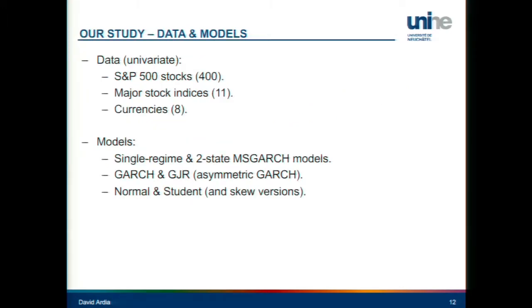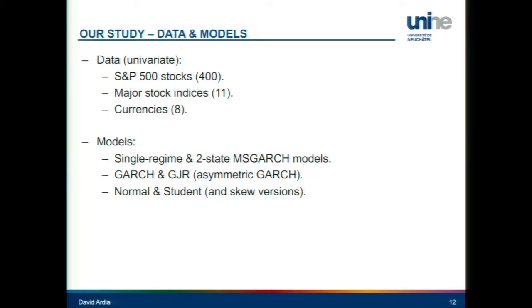So we run the analysis over 400 stocks taken from the S&P 500, 11 major stock indices and 8 major currencies. The models we estimate are single regime and two-state Markov switching models. We take symmetric specification for the variance process, asymmetric specification. GJR is really easy. In our study, we did several sensitivity analyses with the eGARCH, for instance, but the results are similar. So we go for a more easy to estimate model. And then normal, the standard and Student t distribution to account for fat tails, and the skewed version of these using Fernandez and Steel, right?